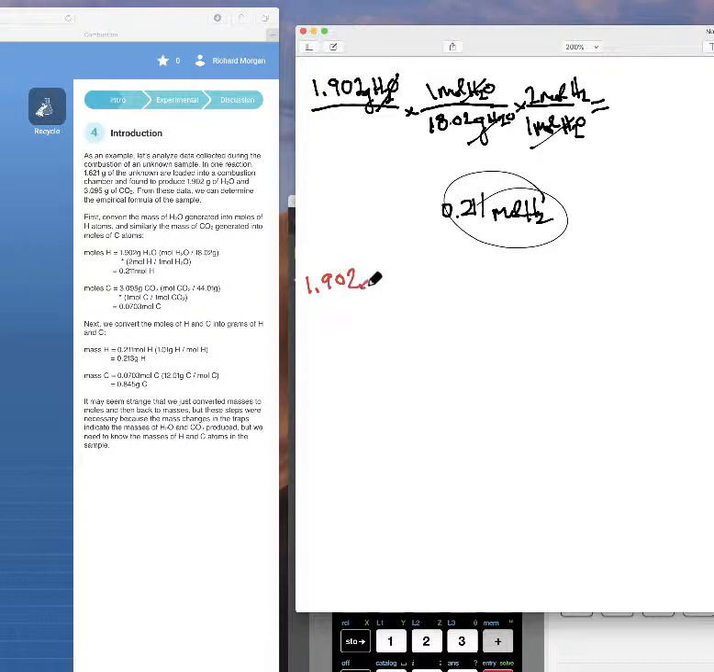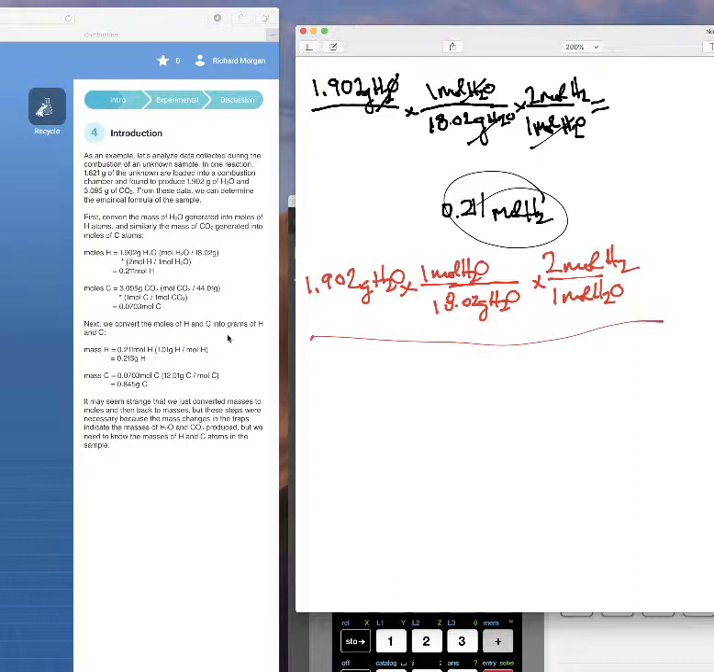1.902 grams of water times 1 mole of water is 18.02 grams of water, which we got from the periodic table. That's the weight of two hydrogens and one oxygen, times 1 mole of H2O is 2 moles of hydrogen. That's how we did that. And the next one is very similar.